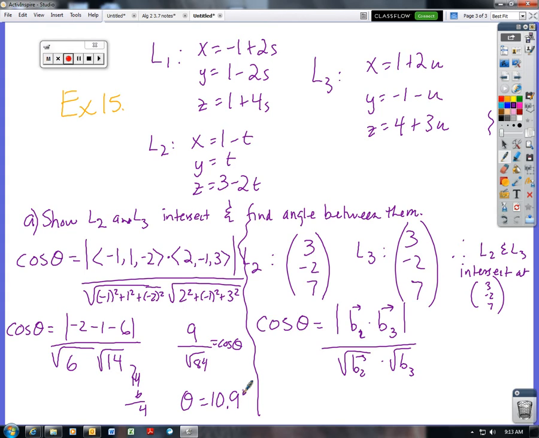Great. So that problem, or A, is done. That was just letter A, believe it or not. So now letter B asks, show that line 1 and line 3 are skew. I don't want to have to rewrite all the equations, so I'm just going to erase the bottom part here.